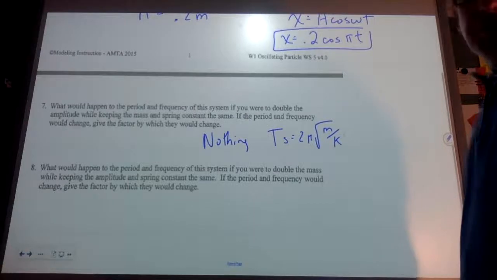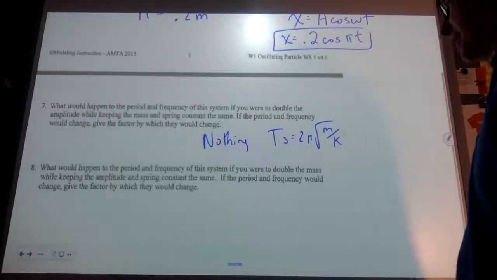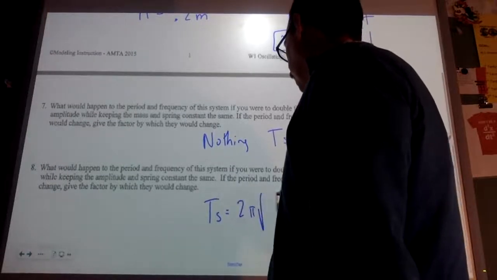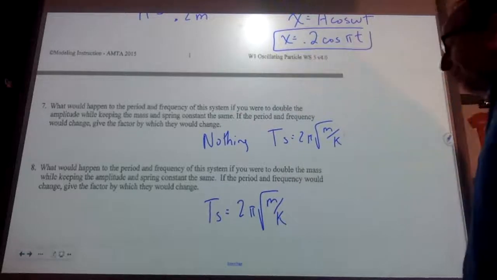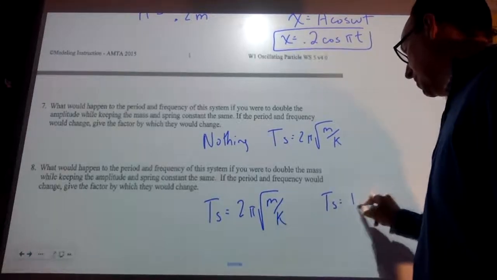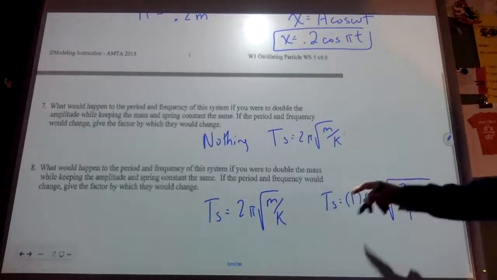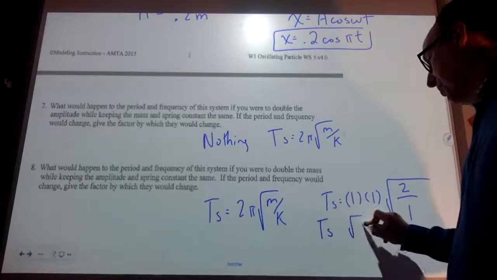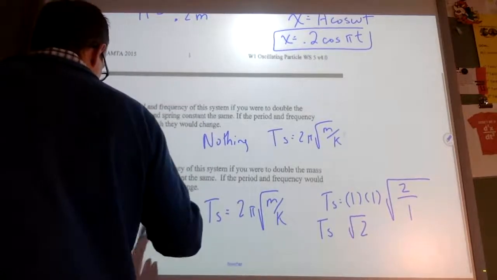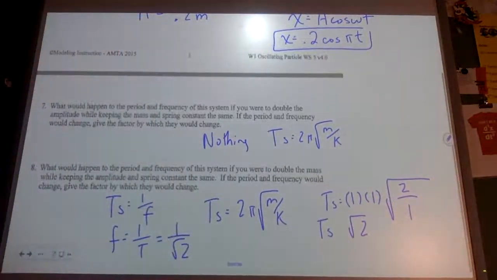What would happen to the period and the frequency of this system if you were to double the mass while keeping the amplitude and spring the same? Okay, so the period would change. I'm going to put in ones for everything that doesn't change. So even though it's a 2 and a pi, I put in ones. We're saying the mass changes. K doesn't change. So T would increase by radical 2. And then frequency is 1 over that. So it would change by 1 over radical 2.